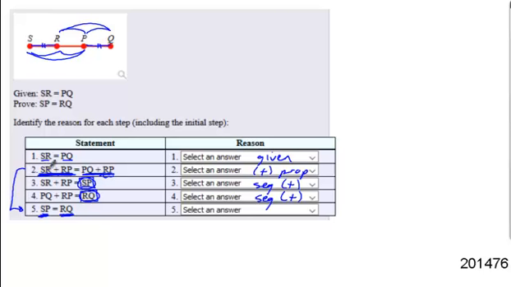So what I did is I took statement 2, replaced the first part with a single term, replaced the second part with a single term. And so that's an example of replacing something with its equivalent. It's not transitive property, it's substitution only.